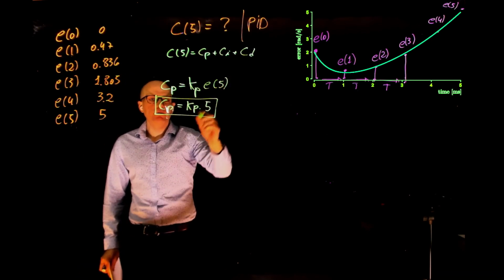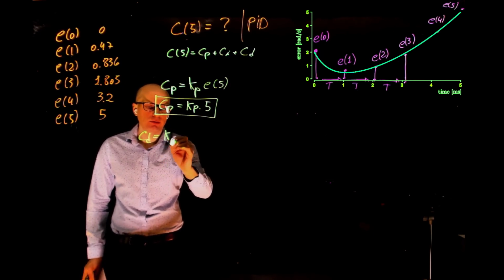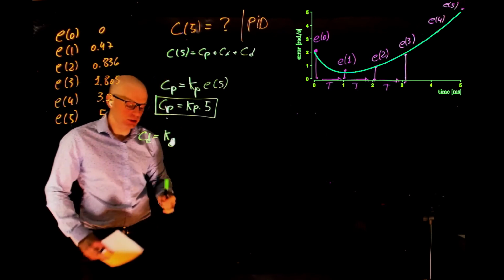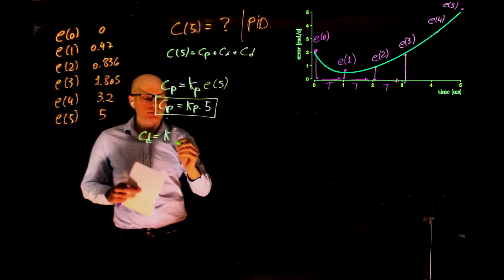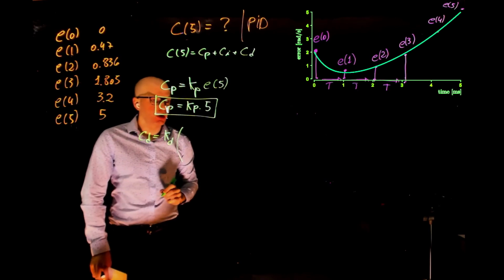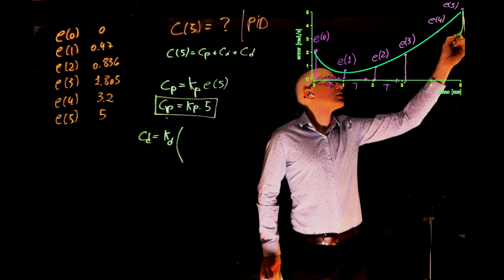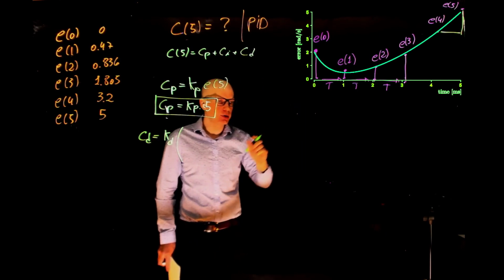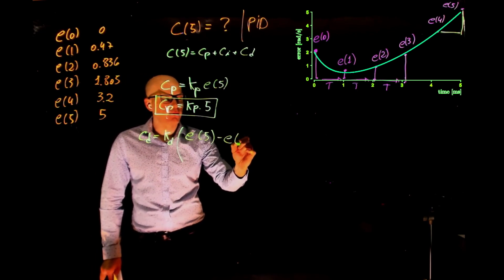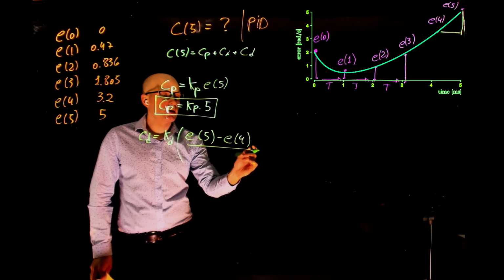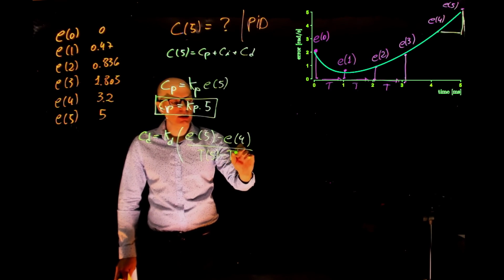Now let's look at the derivative gain. What would be the derivative part? It would be Kd, the derivative gain, times the slope at 5. What is the slope at 5? It would be this distance divided by that distance. So what is the vertical distance? It is the error at 5 minus the error at 4, divided by the horizontal distance, which is the time at 5 minus the time at 4.